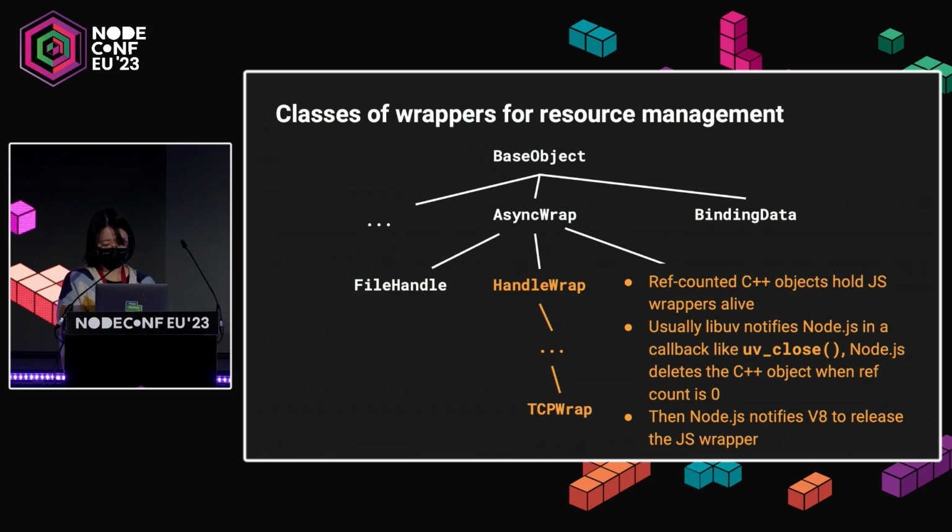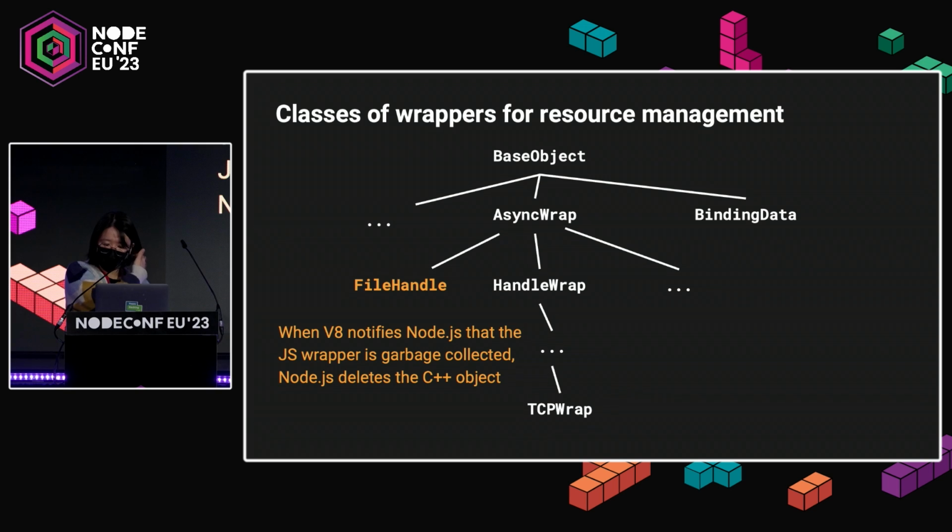In some libuv callback, libuv notifies Node.js, for example via UV close, that some resource is no longer needed. And then Node decreases the reference count of the C++ object. And when the reference count of the C++ object is 0, Node then notifies V8 to release the JavaScript wrapper. The wrapper for TCP connections, TCP wrap, which we are going to look into later, belongs to this class.